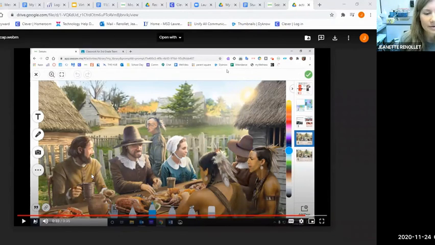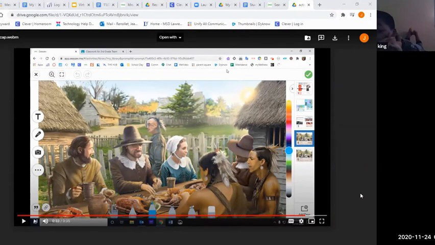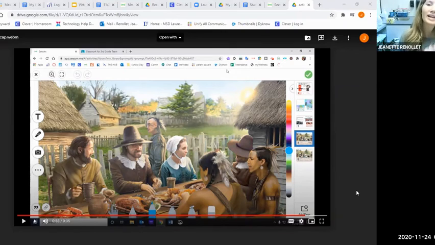Landon, go ahead. They both speak different languages. Oh, Landon remembers that language is a part of culture. We know that the Pilgrims spoke a different language than Native American tribes. Thank you for sharing. Great job, boys and girls.